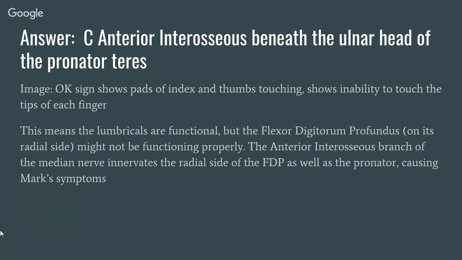So the answer is actually C, which is your anterior interosseous, which is beneath the ulnar head of the pronator teres. So, as I've explained to you, you can see the OK sign, and it's touching the pads of your thumb and index finger. And this means that your lumbricals are functional, as we talked about before. However, your flexor digitorum is not working well. So, the anterior interosseous branch of the median nerve innervates the radial side of the FDP as well as the pronator. So your pronator obviously pronates. And this is what causes Mark's symptoms.